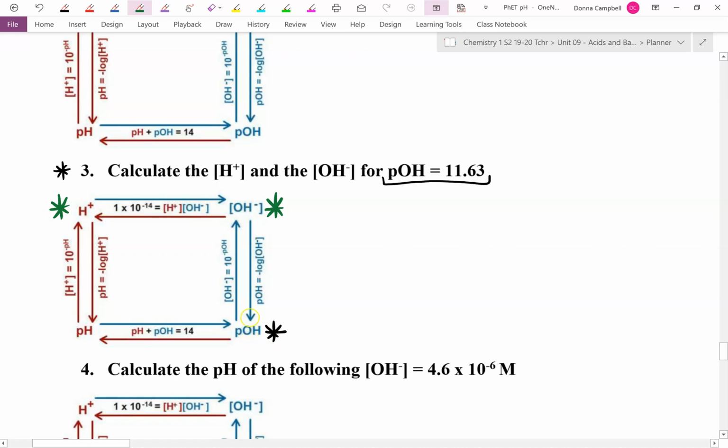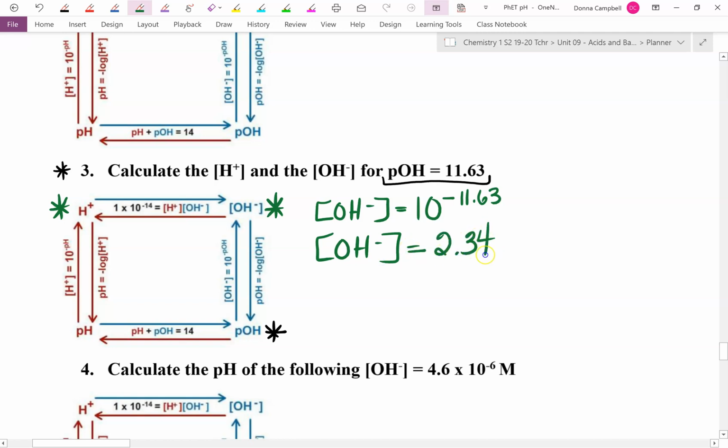So from pOH up to OH minus, we're going to say OH minus is equal to 10 to the negative, I'm going to go ahead and insert the pOH. This is the antilog. You need to use your calculator. OH minus is equal to 2.34 times 10 to the negative 12. Don't worry too much about sig figs on this one. Generally go with 3 in your answer.